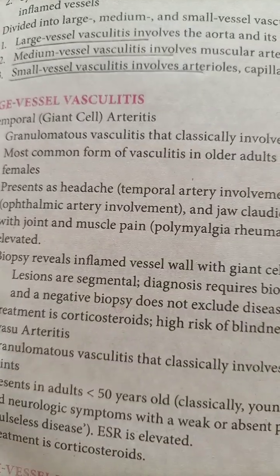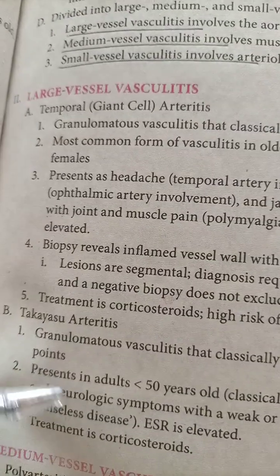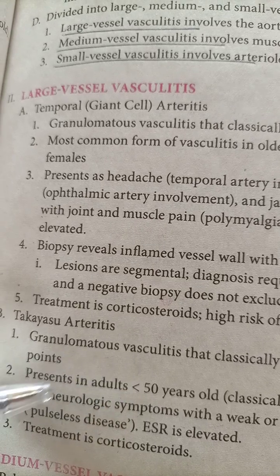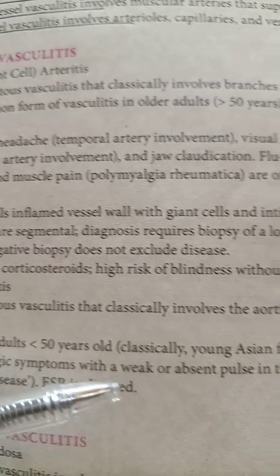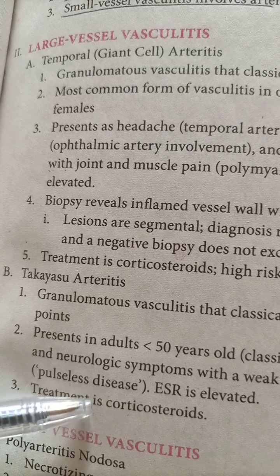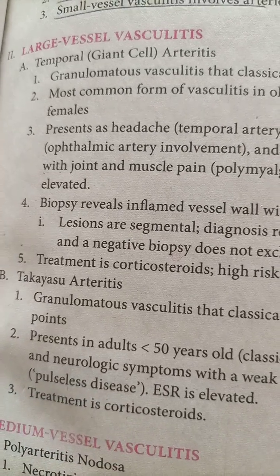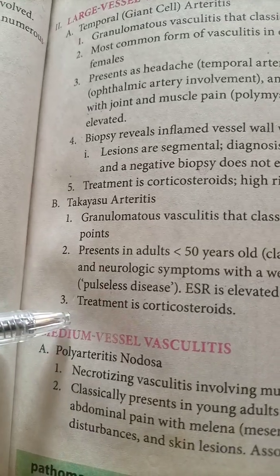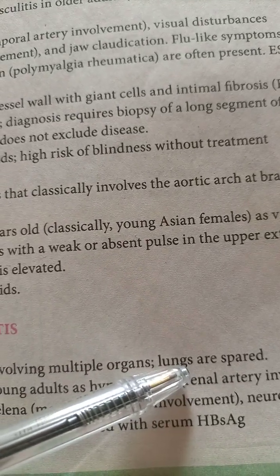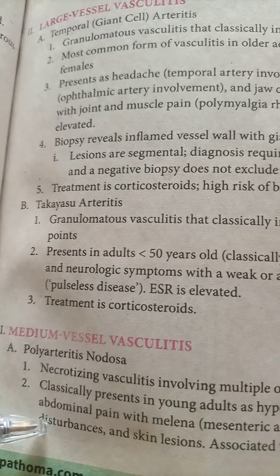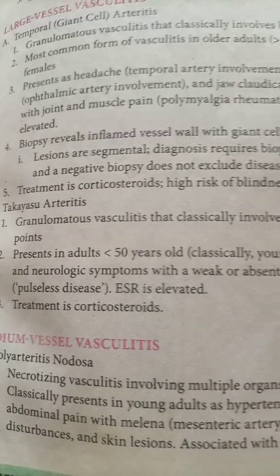Another type is Takayasu arteritis, present in adults less than 50 years of age. Visual and neurological symptoms are there, with weak or absent pulses in the upper extremities, and treatment is also corticosteroids. Another type is medium vessel vasculitis, in which polyarteritis nodosa occurs, where the renal artery is involved with some neurological symptoms like visual disturbance and skin lesions as well.